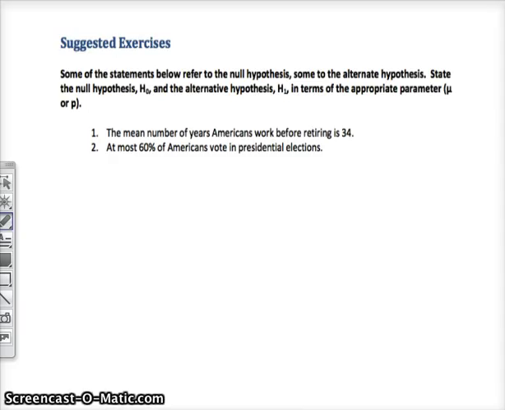Okay, I know you've heard me say this before. I'm a simple man, so let's just get right into the question. All right, so some of the statements below refer to the null hypothesis, some to the alternate hypothesis. State the null hypothesis, H sub 0, the null hypothesis. State the alternate hypothesis, H sub 1, in terms of the appropriate parameter. Like I said, it could be the mean of a population or it could be a proportion of the population. All right, folks, let's do number 1.